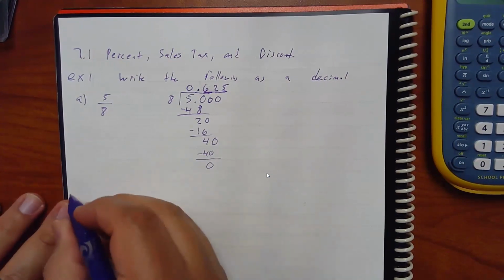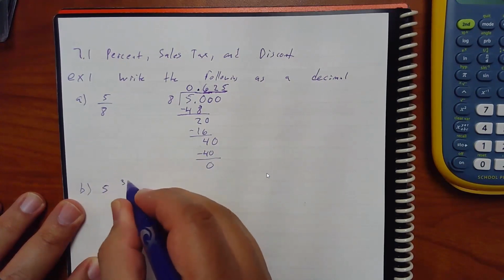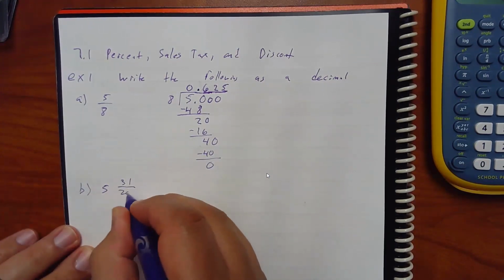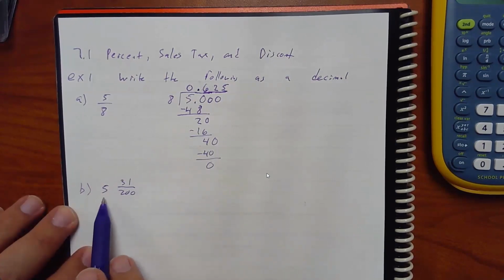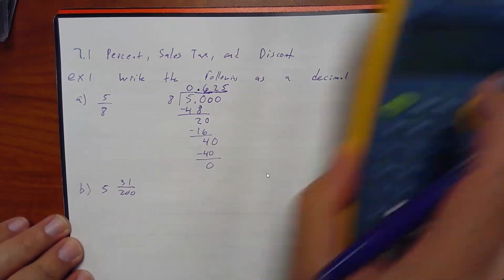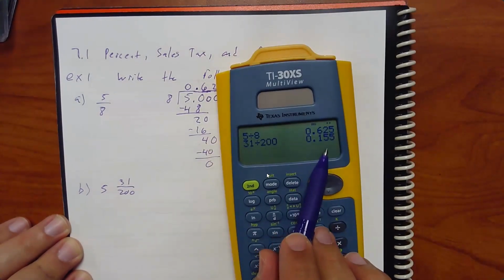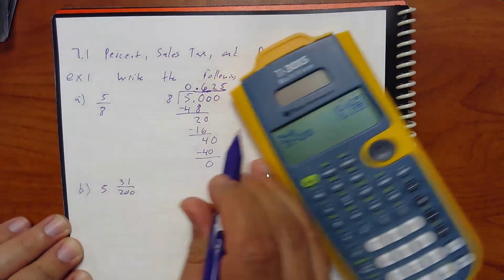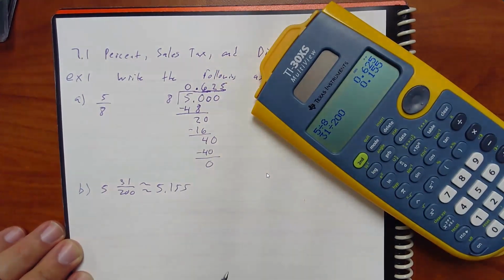For example, this next one is 5 and 31/200. So this piece right here is the decimal piece, right? We don't have to worry about the 5. There's going to be 5 point something. So what you can do is divide 31 by 200. So it's really 0.155. So this is actually 5.155. This fraction is actually the extra piece.